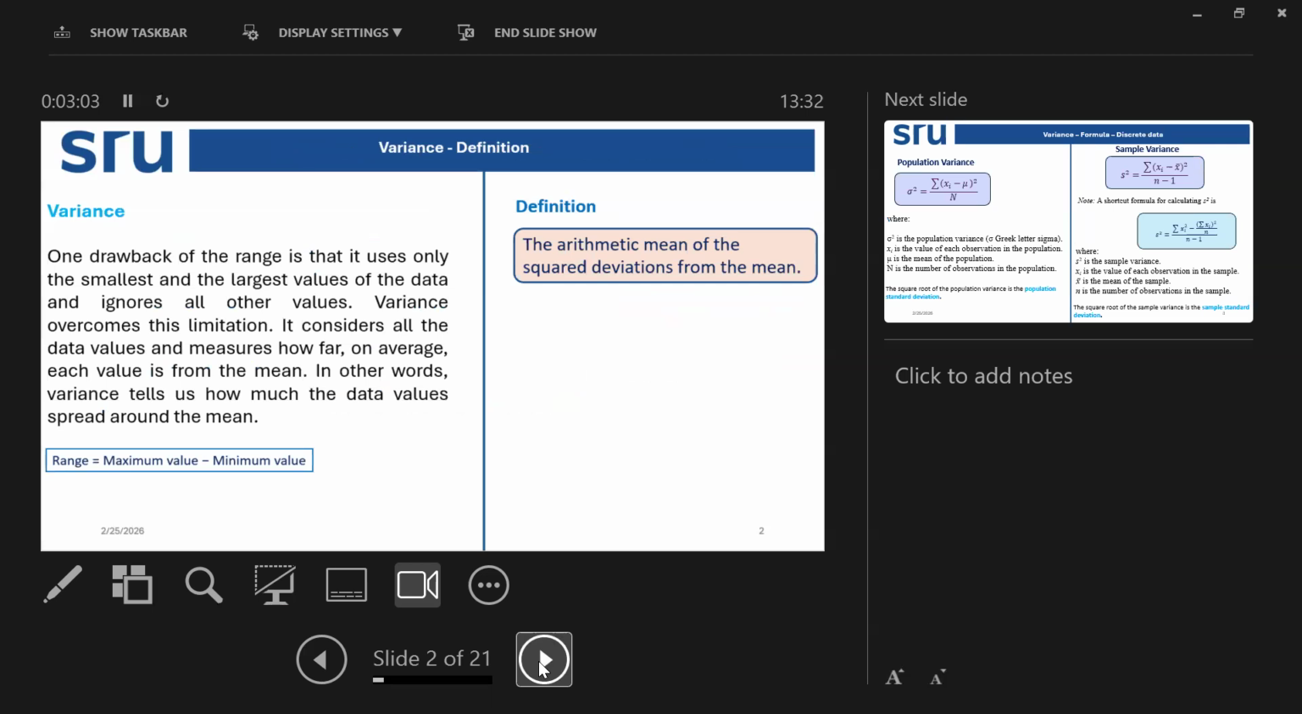So one can draw the drawback of range, the arithmetic mean of the k deviations from the mean. How will you calculate variance? Square deviations from the mean means (xi minus x bar) whole square you will be writing, right? The xi values are x1, x2, x3 and so on, and x bar is the average, the mean value. From the mean value, each deviation you subtract, and then we square that. After that, we add them. That's how we calculate the variance.